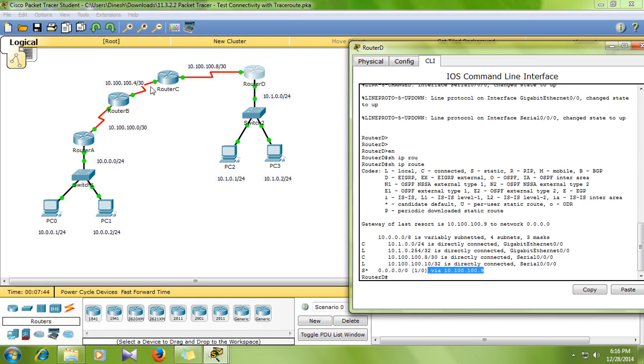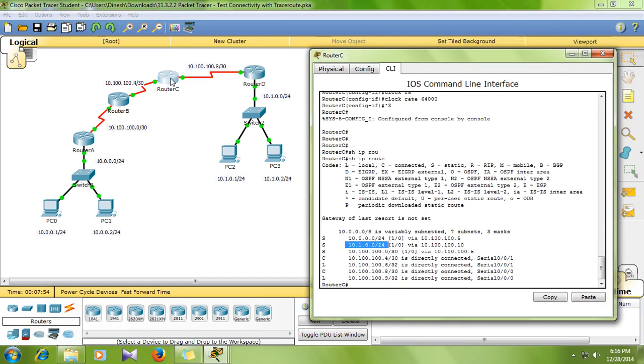But router C has 2 interfaces. One should forward to the 10.0.0.0 network, you need to forward to router B. The other, the 10.1.1.0 network, you need to forward to router D. So router C has 2 static routes. 10.0.0.0 is forwarding to 10.1.1.5, and 10.1.1.0 is forwarding to this interface, the router D interface. See, one more route is there.